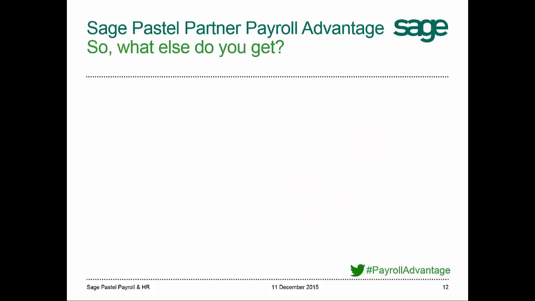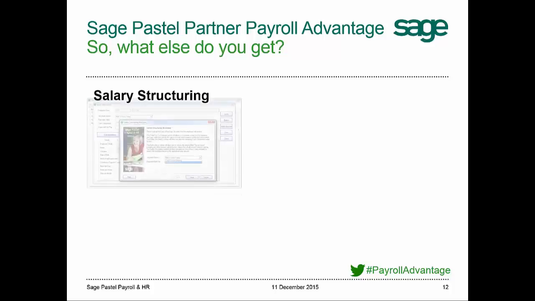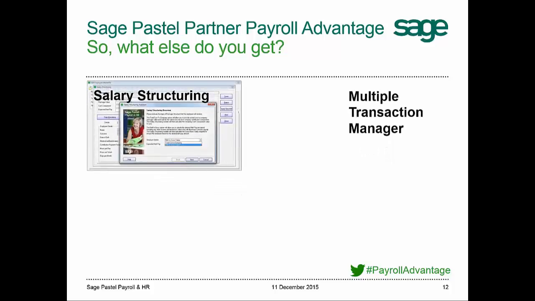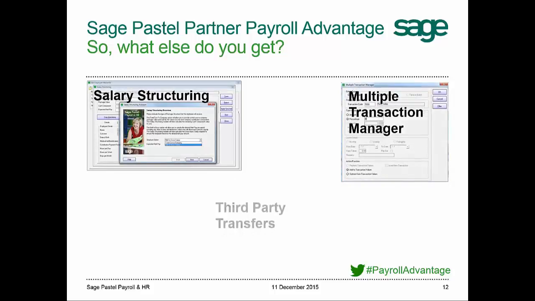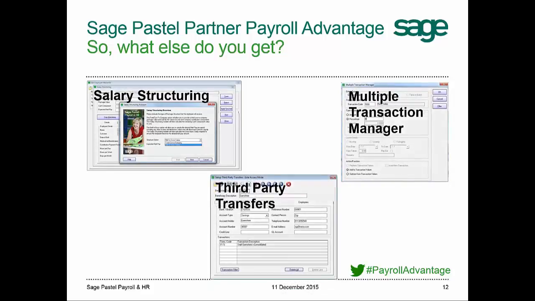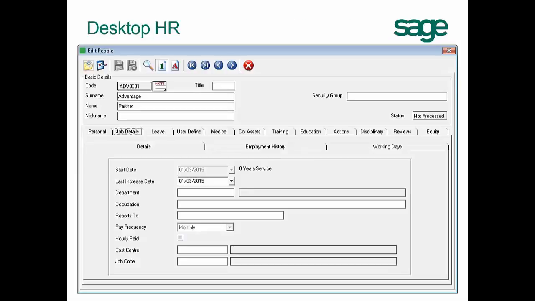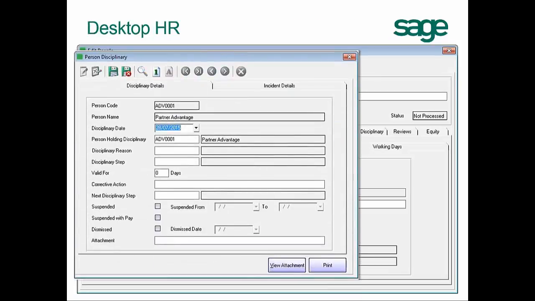So what else do you get with Pastel Payroll Advantage? If any of your clients have had the 5-in-1 offering before, you'll know all these modules already. Salary structuring, multiple transaction manager, and third-party transfers. They will also receive the desktop HR, where all their disciplinaries and performance reviews can still be captured.